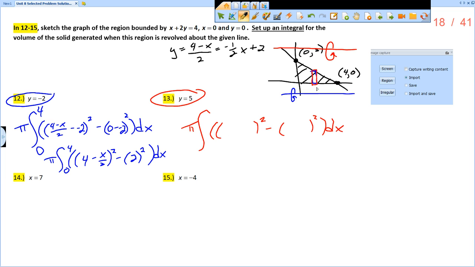So big R. Now, big R is found by taking the distance from the axis of rotation to the further boundary, which is the y-axis.